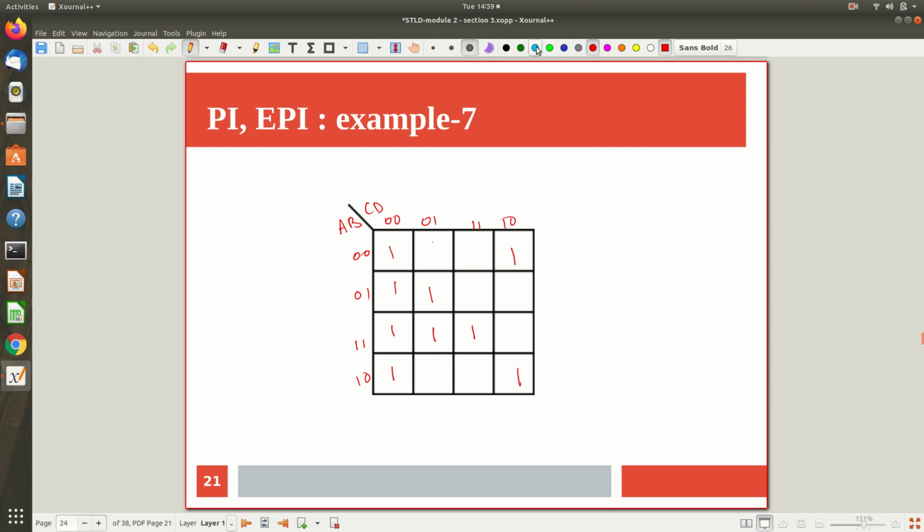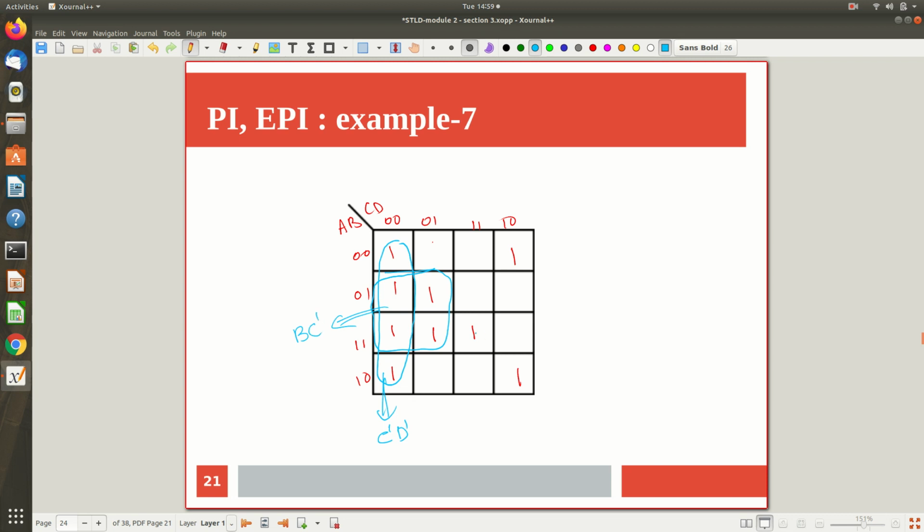Now I am trying to see the grouping. What I can see is the largest grouping I want. This is one grouping possible, these 4 ones, I can't make it 8. These 4 ones together: A and B vanish and C'D' remains, that is this grouping. Now what else? I can think of a prime implicant like this, because it is the largest grouping. Here A vanishes and B remains, and across the columns C and D vanish and C' remains.